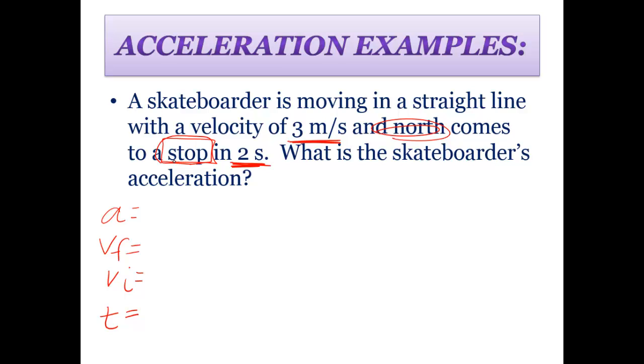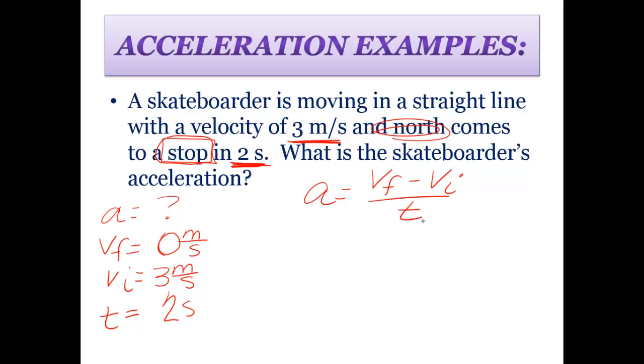So it starts out moving, so initially it's going 3 meters per second. Then it comes to a stop, so its final velocity is 0, and it does all this in 2 seconds. Okay, so again we're finding acceleration. Remember your equation is V final minus V initial over time. So A is equal to V final, which is 0, minus 3, over 2.